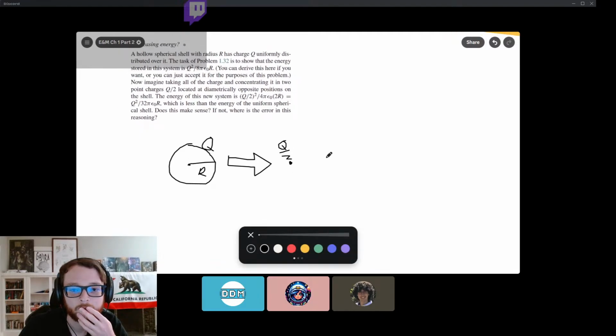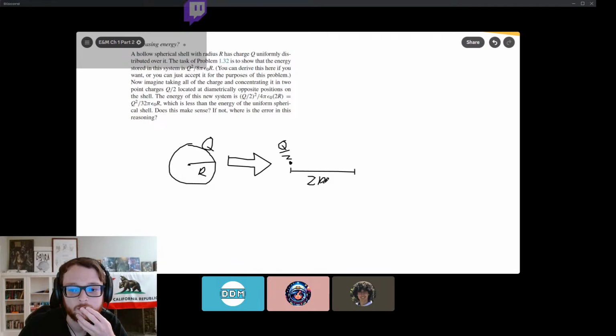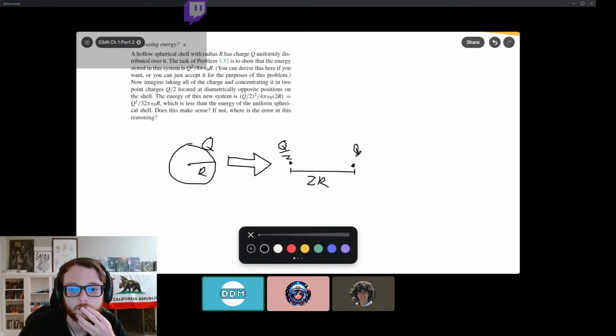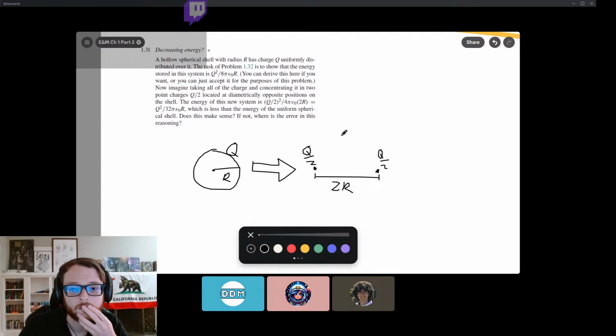Two. And these are going to be same sign charges. Diametrically opposite positions. That's going to be 2r distance. Yeah, but I think the question is just weirdly phrased, like, should the energy of the new system be greater or less than, justify your answer?